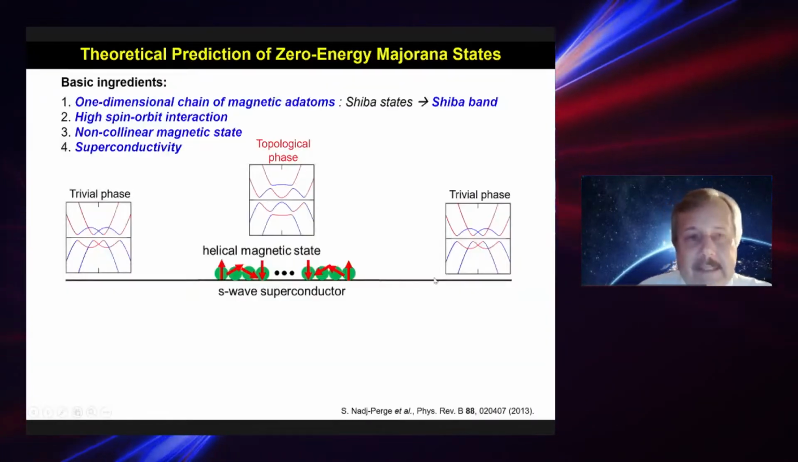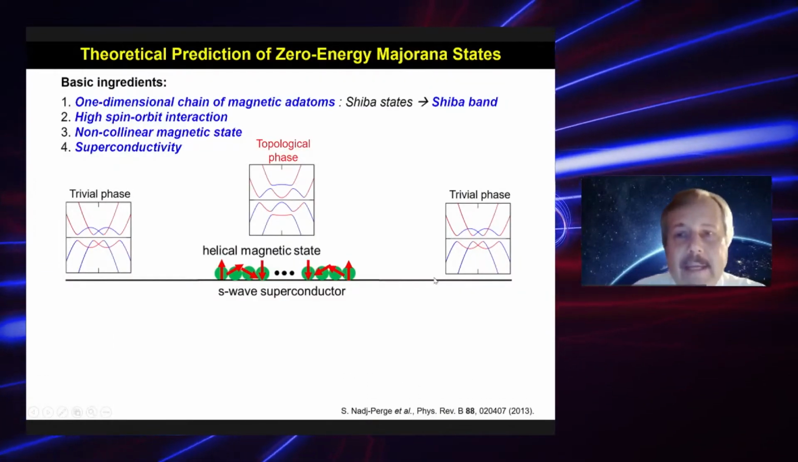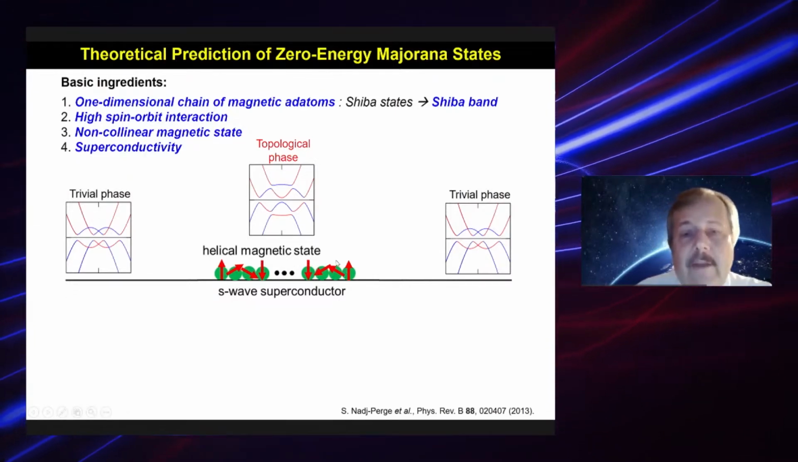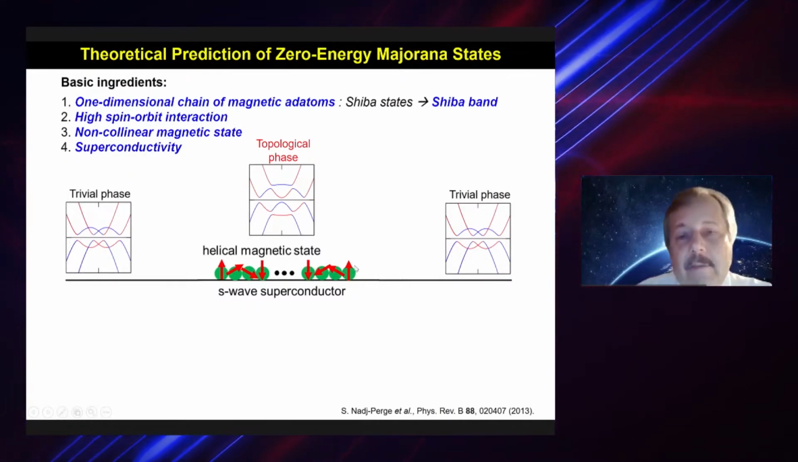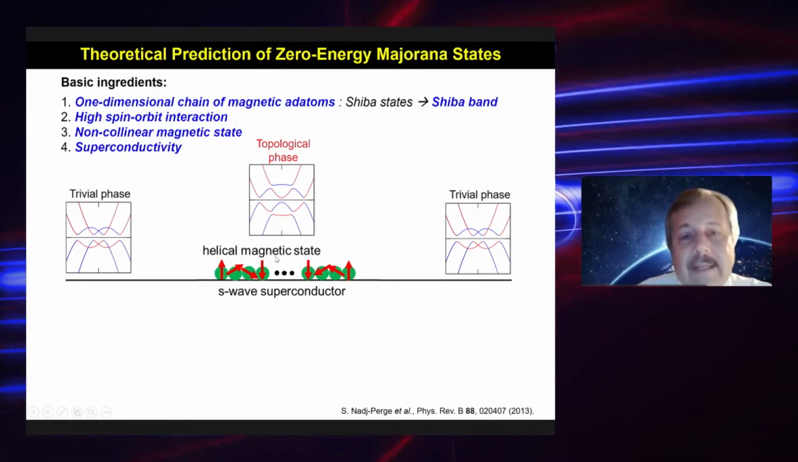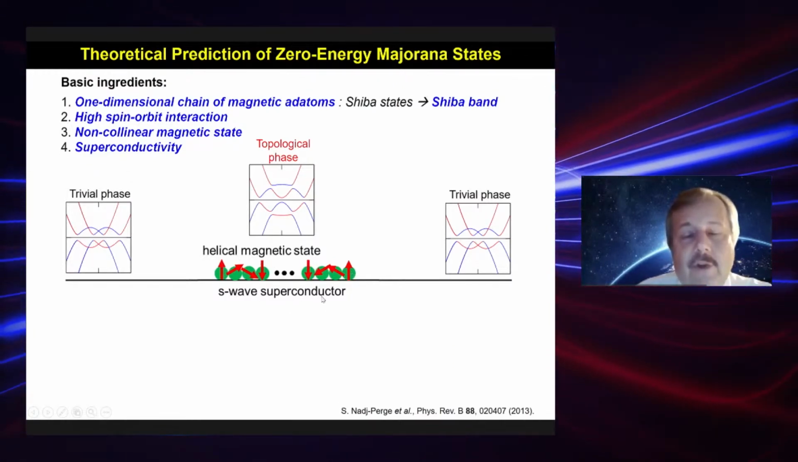Now, let me discuss in more detail the physics behind these Majorana states. In theory, it was first proposed that one should make use of atomic spin chains with a helical magnetic state interacting with a superconductor.